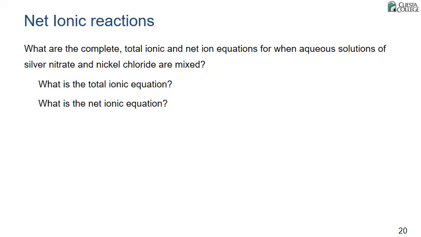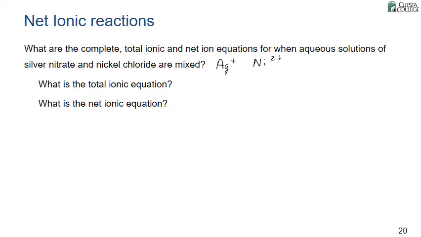Here's another example of a net ionic equation. In this case, you'll be writing the complete, total ionic, and net ionic equations for when aqueous solutions of silver nitrate and nickel chloride are mixed. If you recall, silver is always a +1 and nickel is always a 2+. So that will help with writing formulas. Go ahead and give this whole set of equations a try: the complete equation, the total ionic equation, and the net ionic equation, and resume the video to see what the answers are.